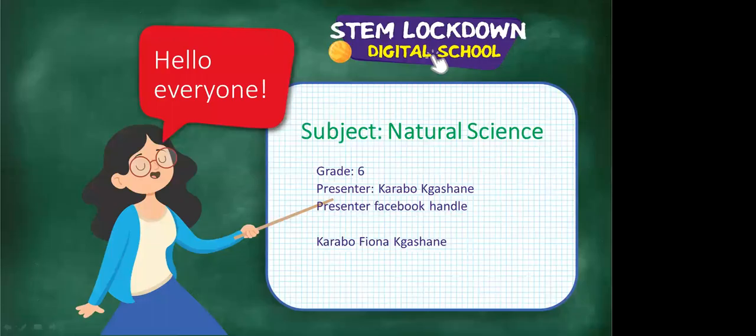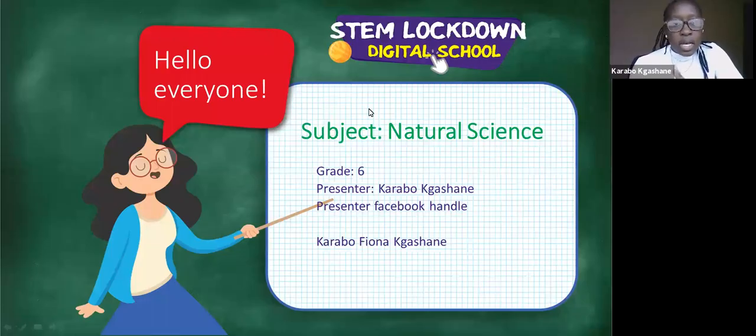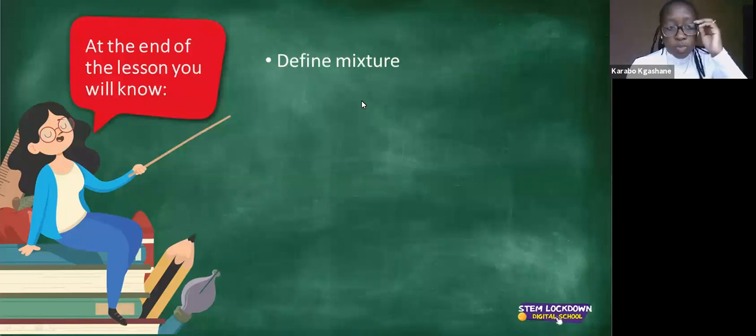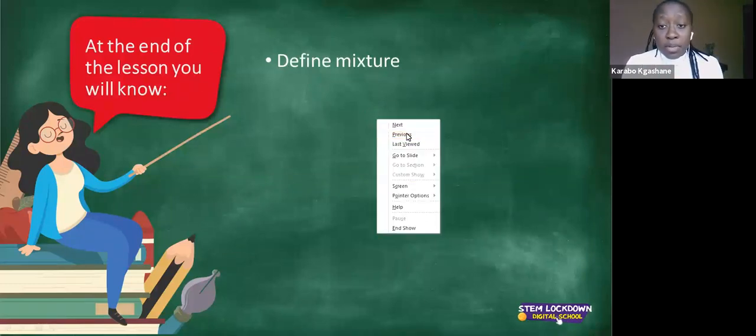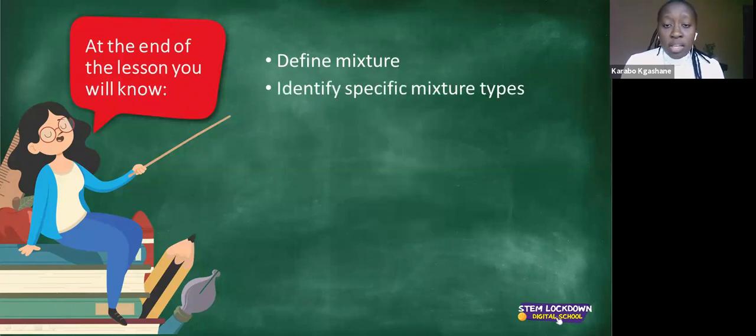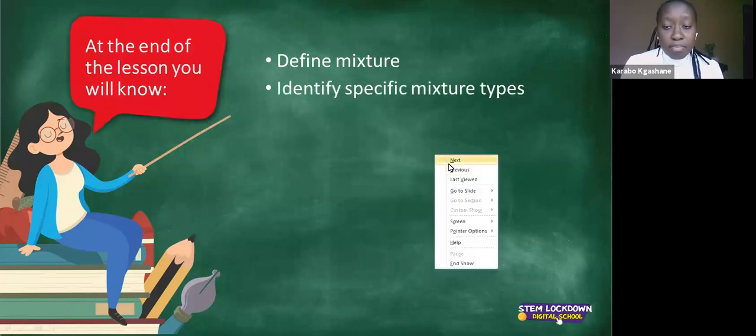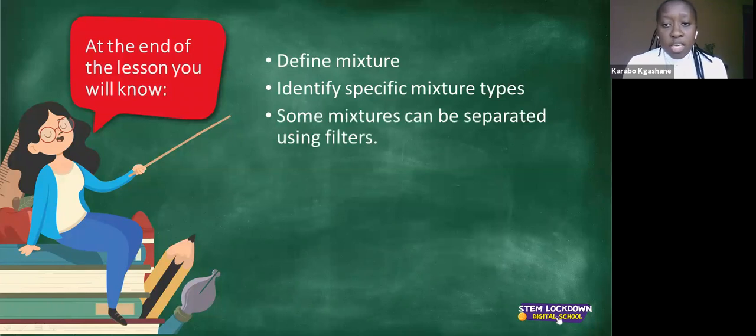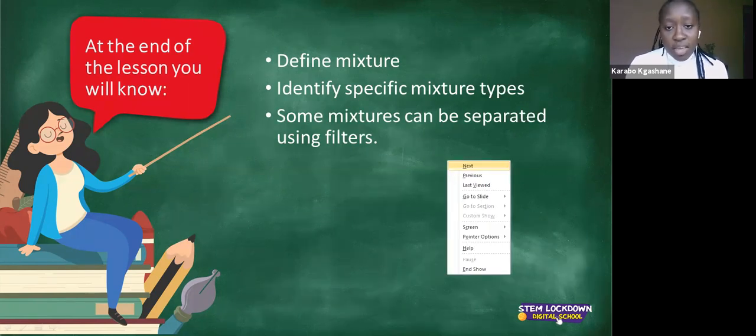All right, so at the end of this lesson, what I expect you to know is to be able to define mixture. So we're going to be talking about mixture. Be able to define mixture. You need to identify specific mixture types. Some mixtures can be separated using filters. We'll learn more about that as the lesson continues.